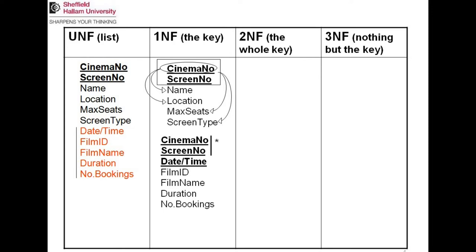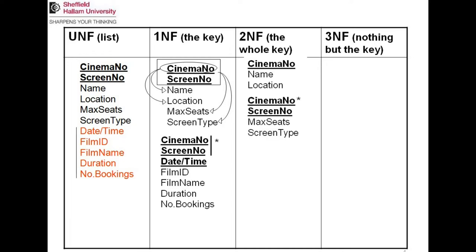So that should separate into two structures. There they are. There's the cinema number with its name and location, and then there's cinema plus screen with the attributes determined by that, that is the maximum number of seats and the screen type. The cinema number is repeated here. It's the primary key in this one, so it's going to be the foreign key in the other one. It's the foreign key here.